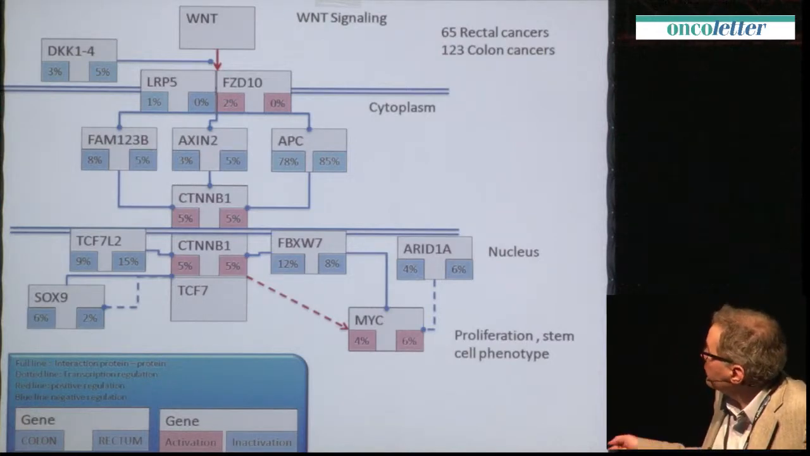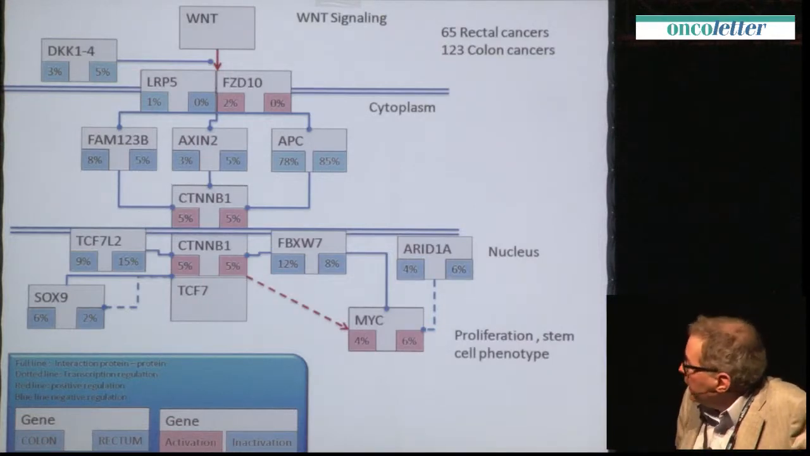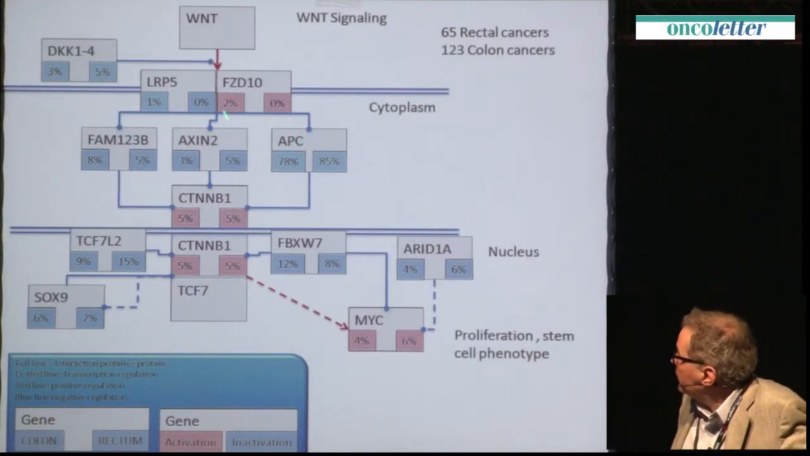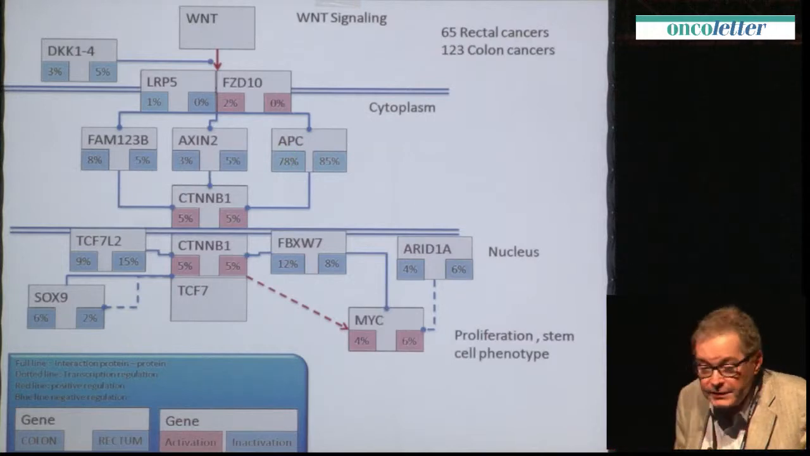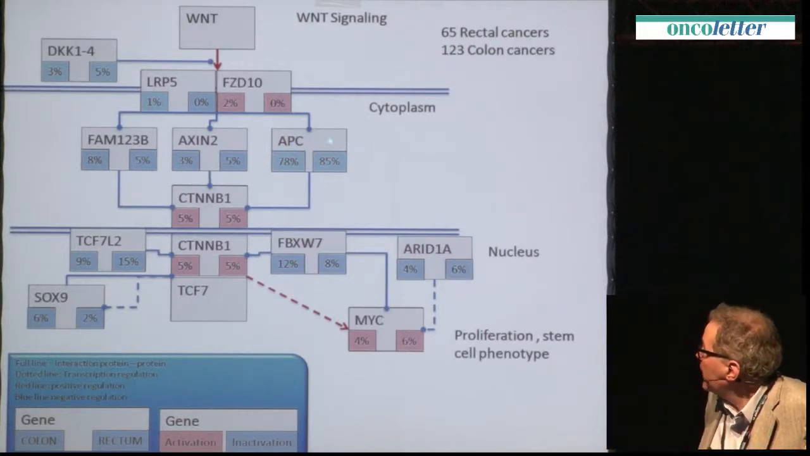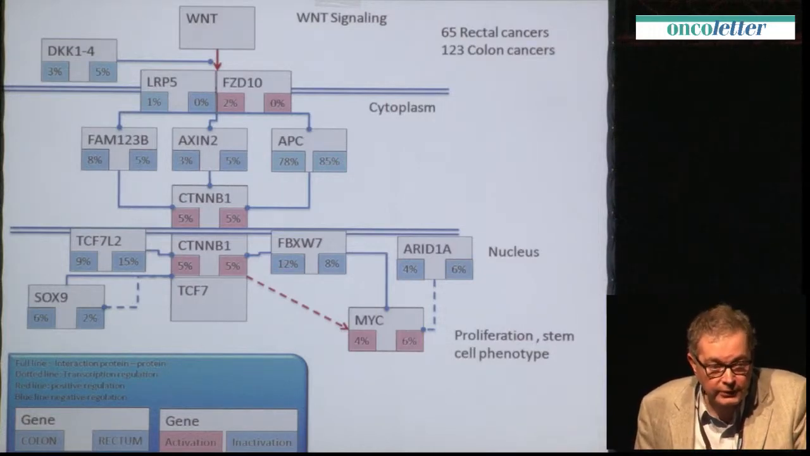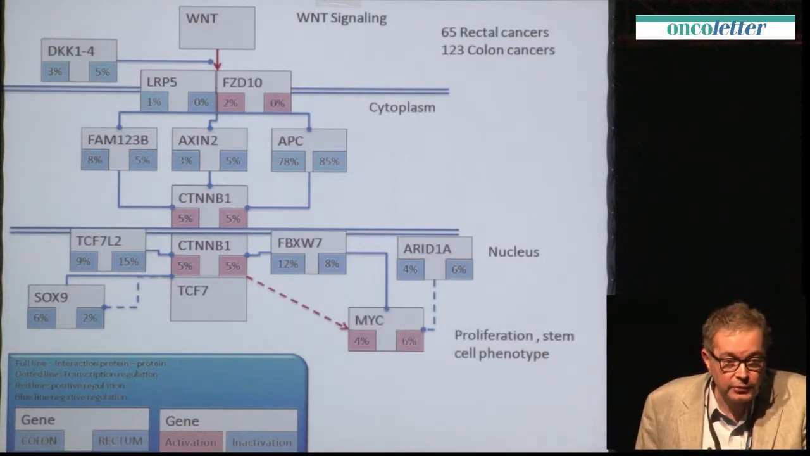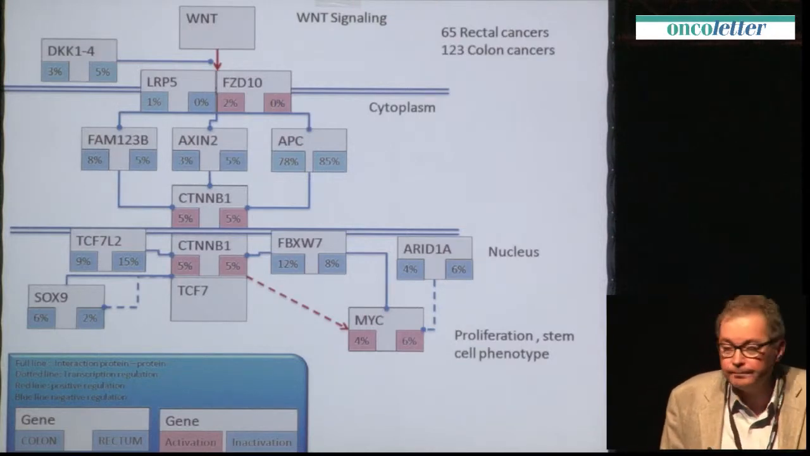This is the Wnt signaling pathway, which is one of the most activated pathways in colon cancer. And you have here, for example, the APC gene, which is represented there. This is a box of APC, and you have here the frequency of APC mutation in colon. And in this part, the frequency of mutation in the rectal. In blue is inactivating mutation, in red is activating mutation or amplification.